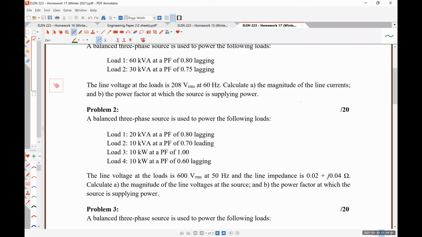I'm spitballing here. We have enough information to get the total complex power of the composite load. We can use that to get our line current. We can use the magnitude of our line current to get the losses in the transmission line, which tells us the total power that the source is supplying, which gives us our power factor. And if we have the total power supplied by the source and the magnitude of the current leaving the source, then we can get the magnitude of the voltages at the source as well. If that makes sense.